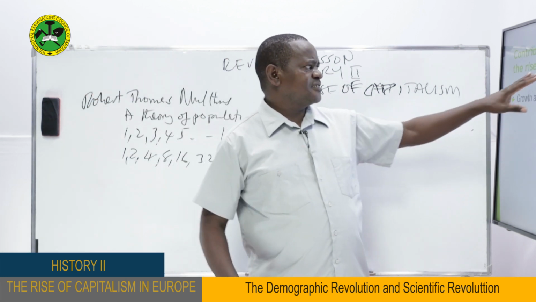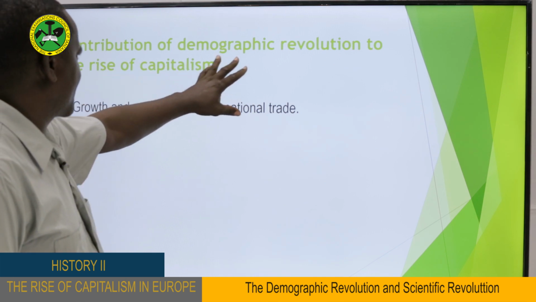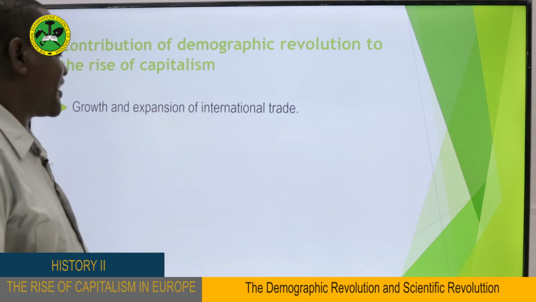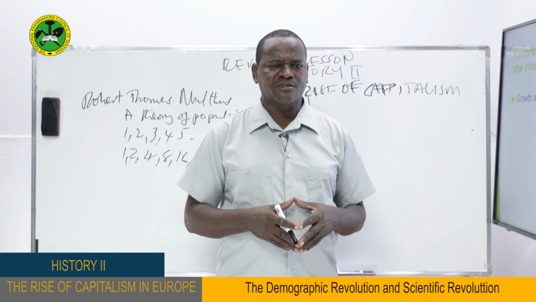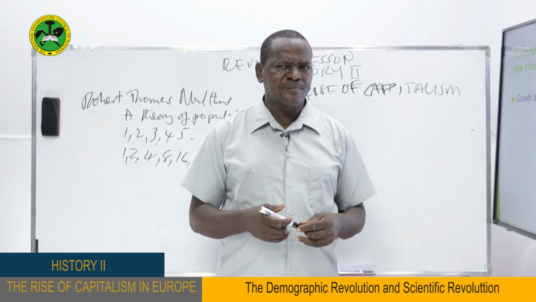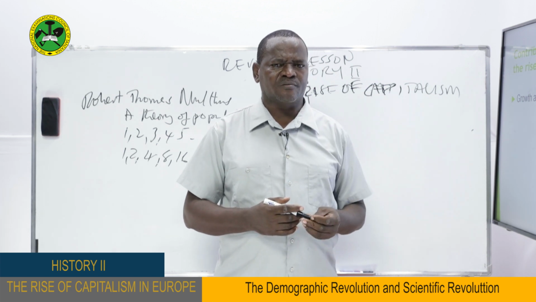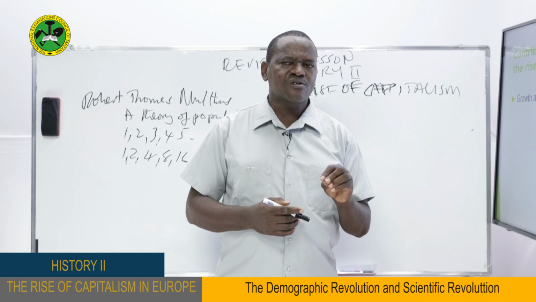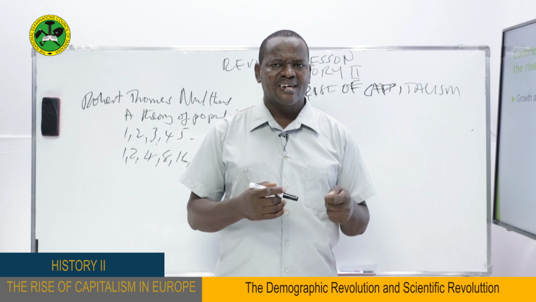Another contribution of demographic revolution to the rise of capitalism was the growth and expansion of international trading. Because of increasing population, it's obvious that you cannot produce everything on your own. In Europe, for instance, each European country could not produce everything they needed on their own. They had to rely upon each other.